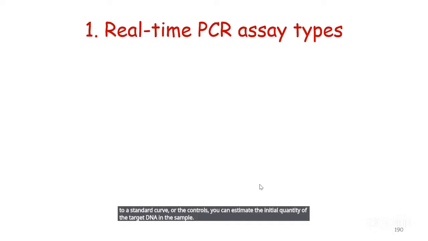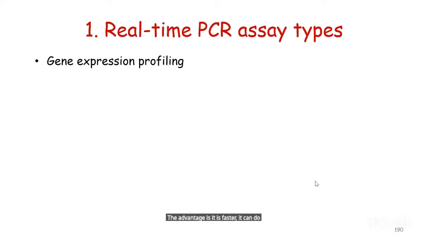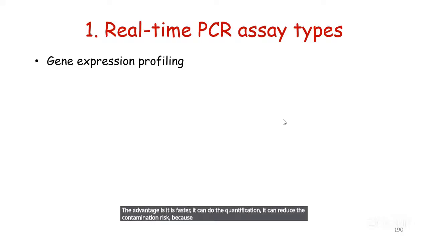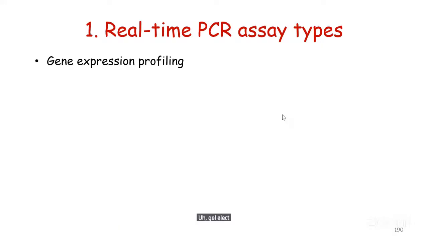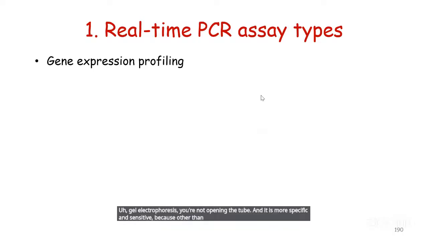The advantage is it is faster. It can do the quantification. It can reduce the contamination risk because you are not doing any downstream gel electrophoresis. You are not opening the tube, and it is more specific and sensitive because other than primers, you have one more thing to make it more specific.